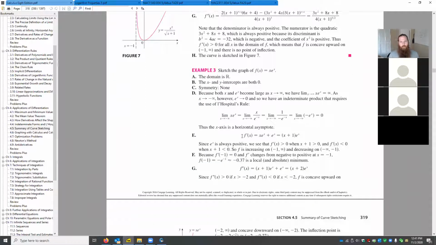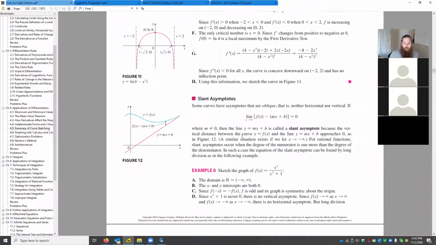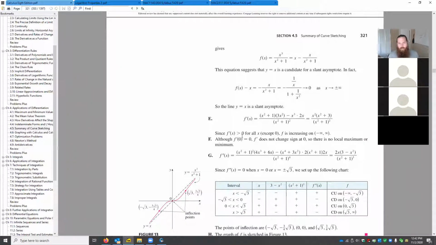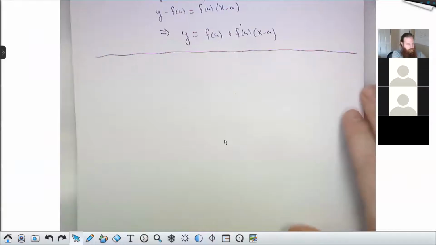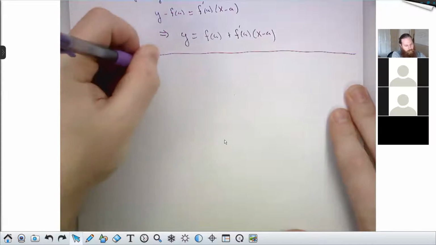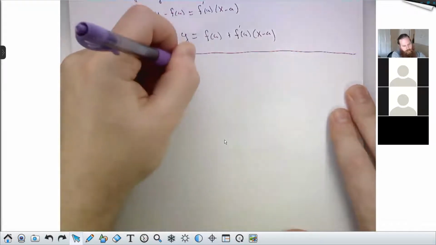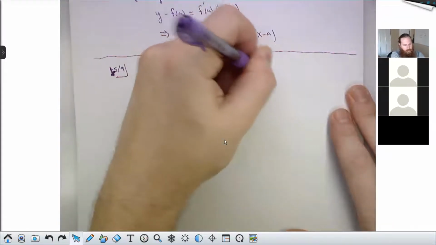Sure. So let's come here. Let's grab an example, from section 4.5. This is the section on curve sketching. Number 9 we could do. Number 10 would be a little more fun here. Yeah, let's do number 9. So this is section 4.5, problem 9. I want to sketch the graph f of x equals x over x minus 1.